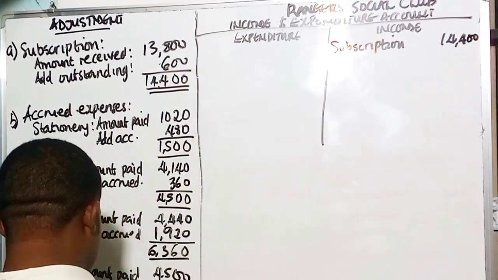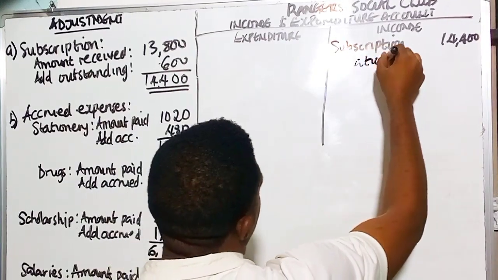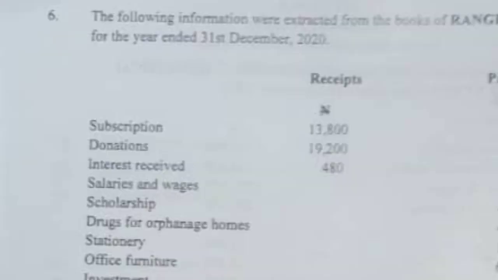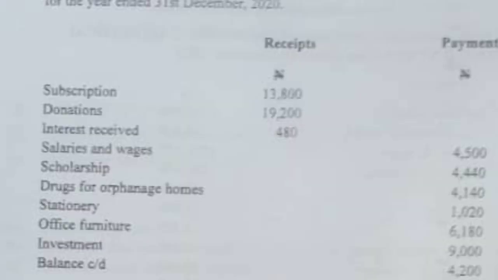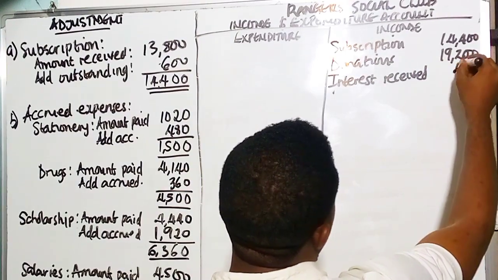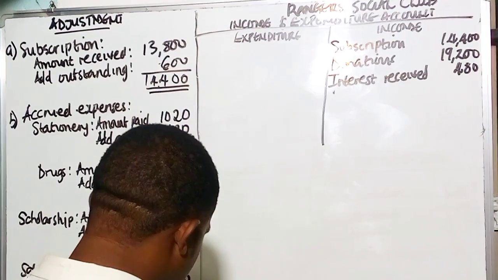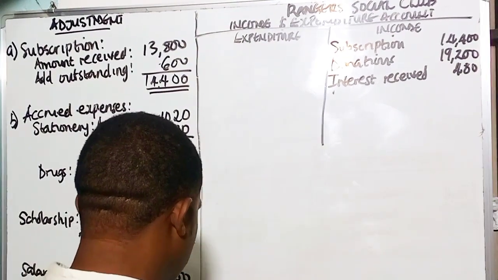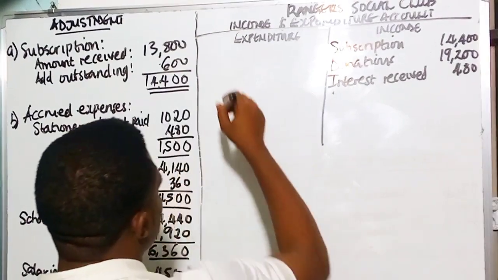The next one is donations. Donations from our question is 19,200, and we also have interest received. Interest received from our question is 480. So that's the income. Then we'll move to the next one, which is the salaries and wages, which are the expenditure.